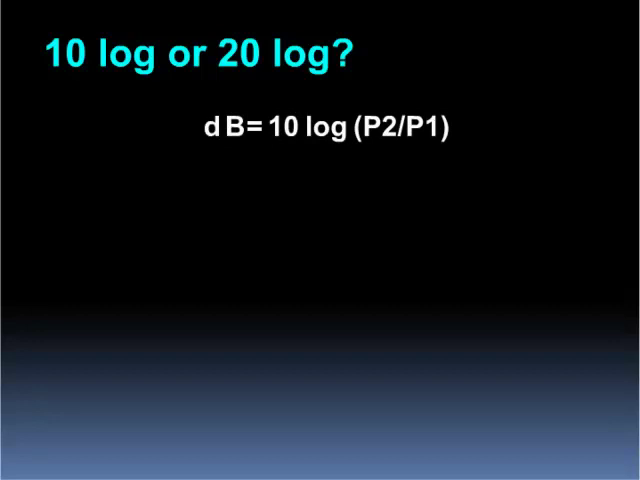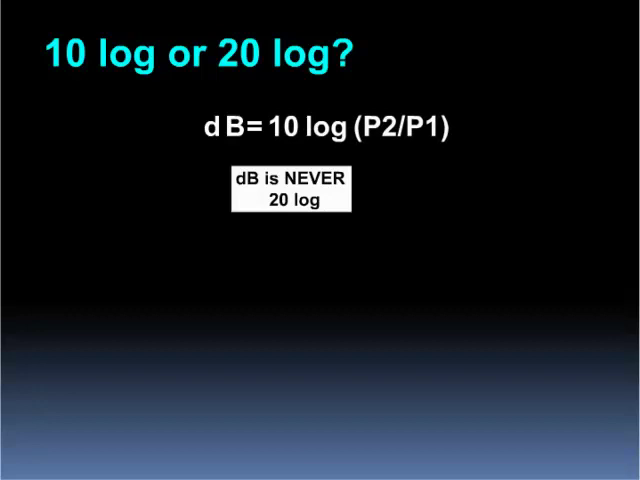dB is sometimes wrongly referred to as 20 log instead of 10 log. dB is never 20 log. It is always 10 log P2 over P1.